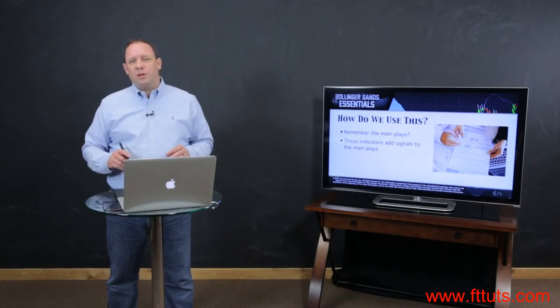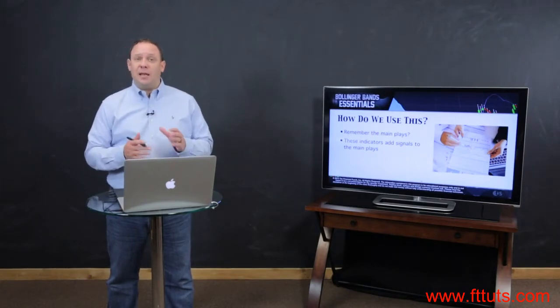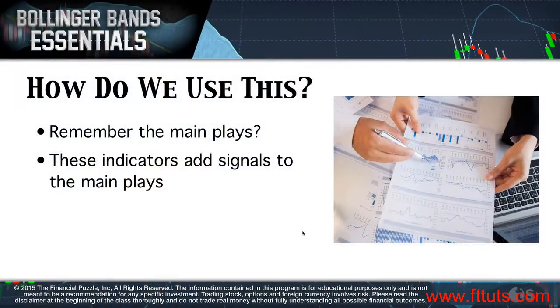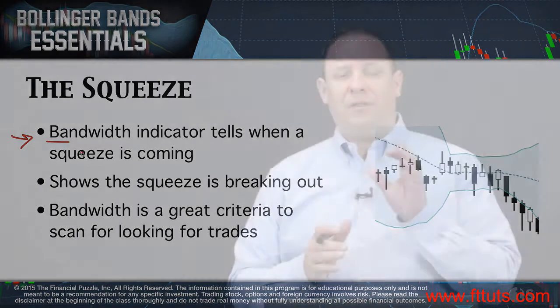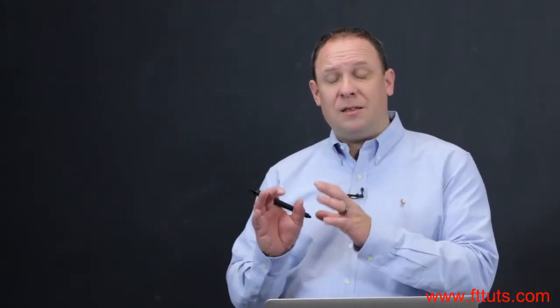Well, what we want to do is start looking at how these indicators can impact each of those plays. These indicators add signals to the main plays. So let's look first at the squeeze play, then we'll look at the trend trade and the reversal play. With the squeeze, what the bandwidth does is tell us when the squeeze is coming. And so this is one of the keys: you're going to use the bandwidth to tell us when the squeeze is coming.